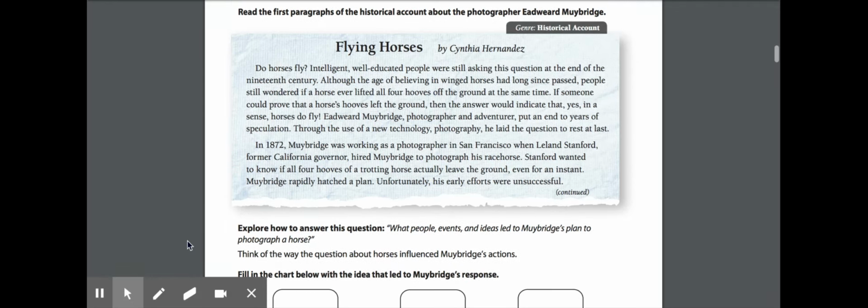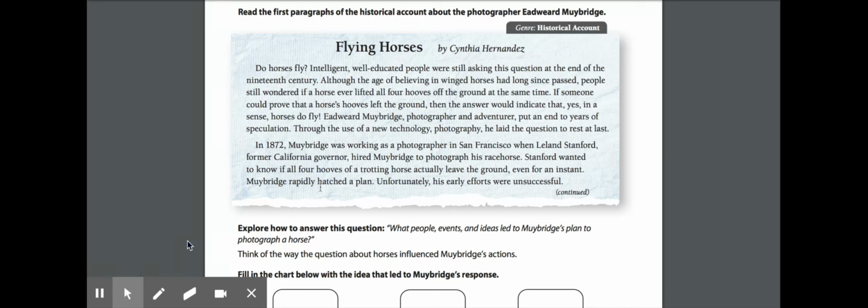In 1872, Muybridge was working as a photographer in San Francisco when Leland Stanford, former California governor, hired Muybridge to photograph his racehorse.